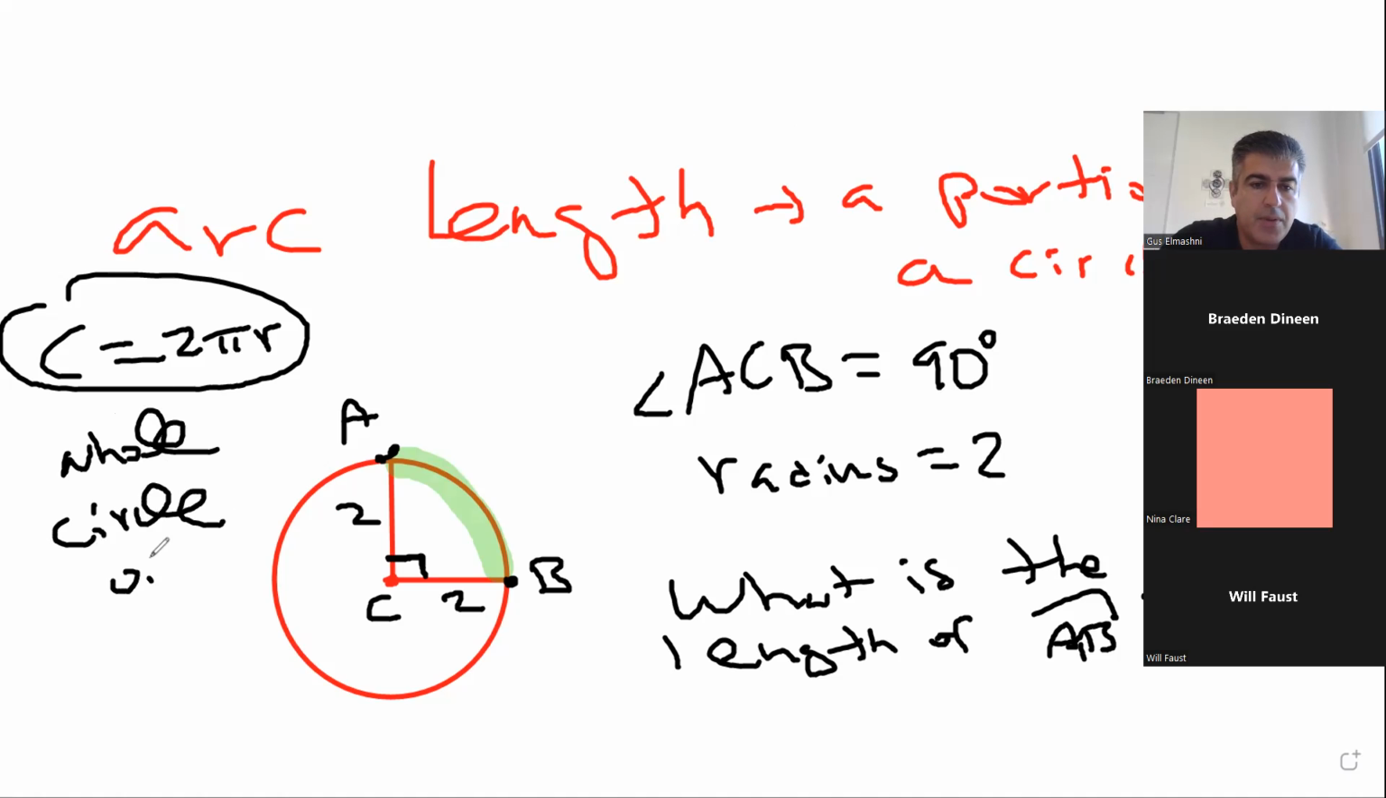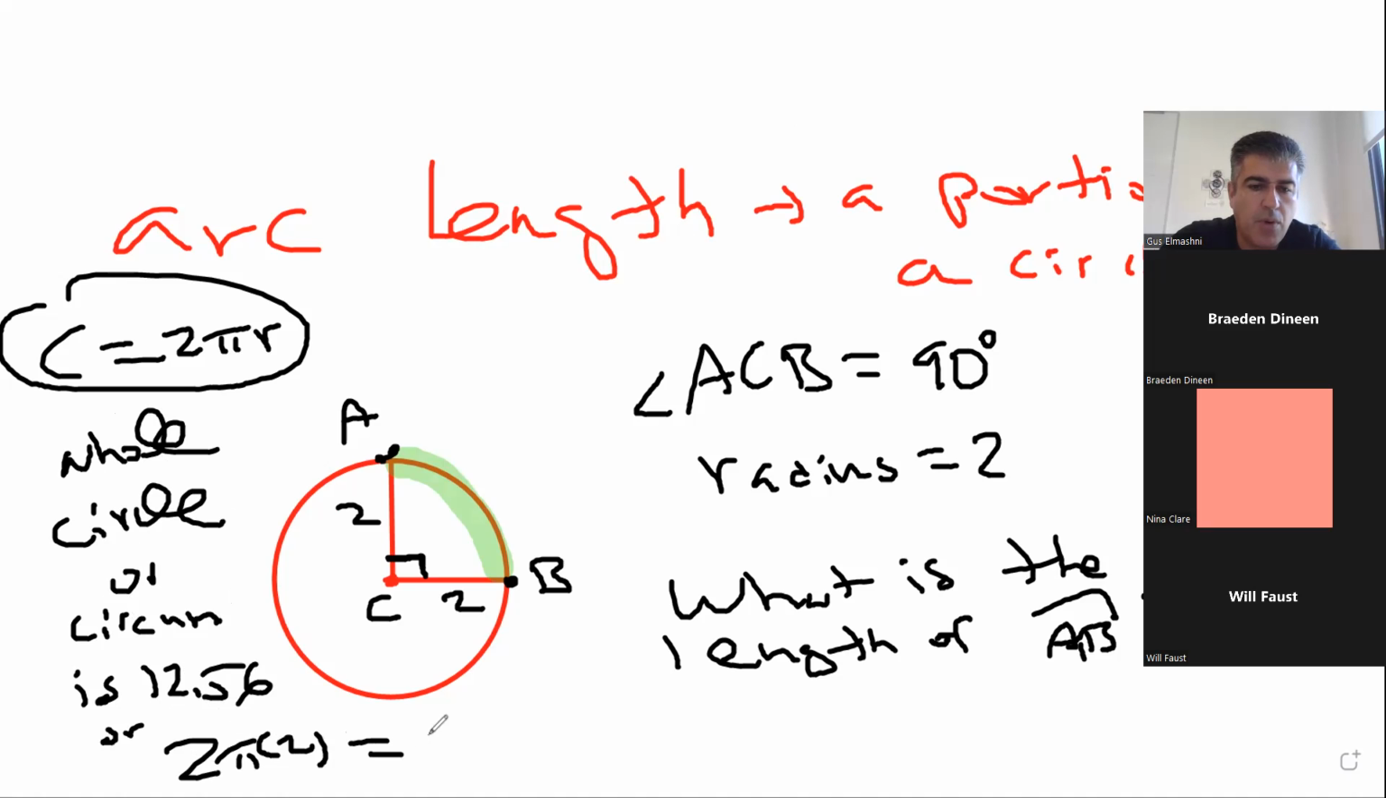The whole circle, or the circumference, is 12.56, which is 2 pi times 2, which is 4 pi, which is 4 times 3.14, which of course is 12.56. That's the whole circle. But what about the green? What would the green be? But you guys are getting there.